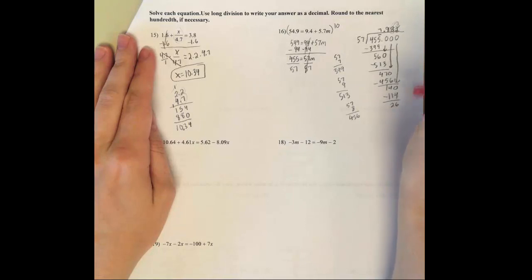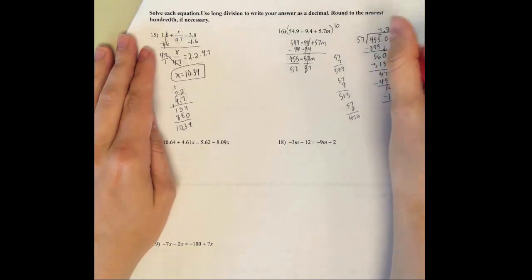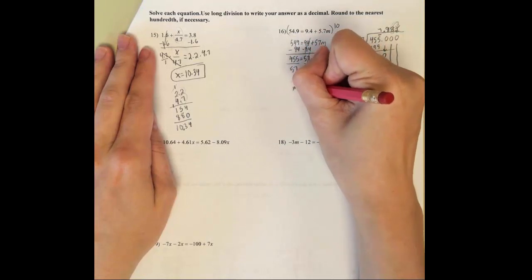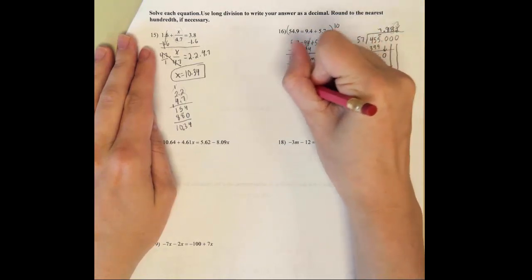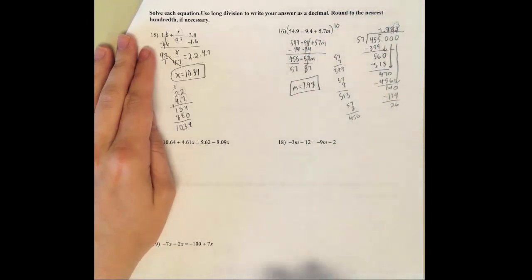A 2 tells me that I should stay down, because 2 is not close enough to make me round up to the next number. The rule is that 5 and over makes you go up. 4 and lower makes you stay whatever the number is. So this is going to be m equals 7.98. Whew.